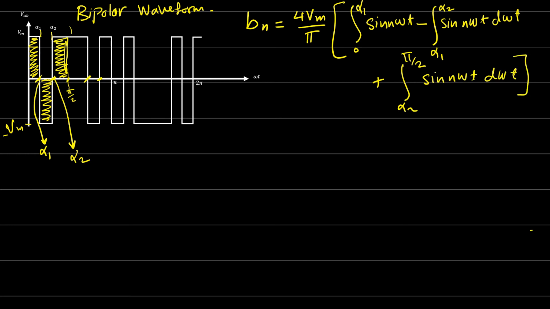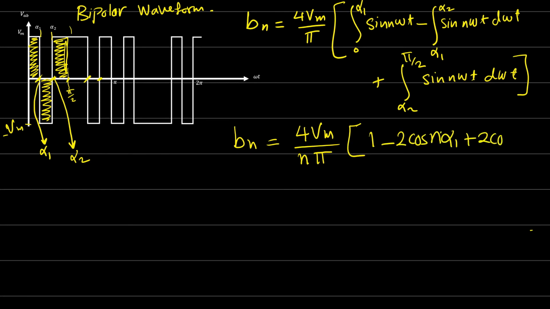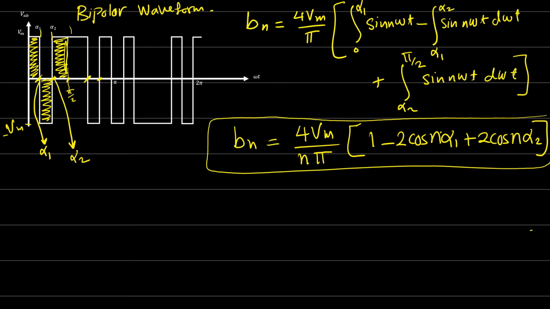For sine n omega t d omega t. Okay? Make integration for this Bn. You will find that Bn in this case is equal to how much? 4V maximum over n pi times 1 minus 2 cosine n alpha 1 plus 2 cosine n alpha 2. Now this is the new equation for Bn for the bipolar waveform.